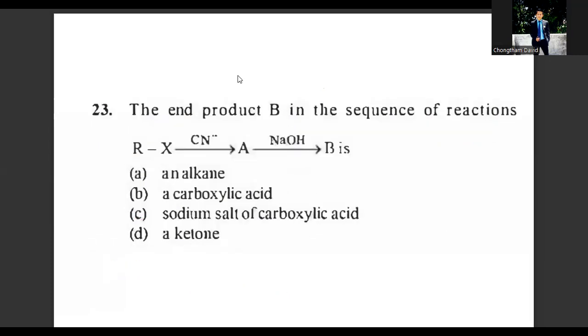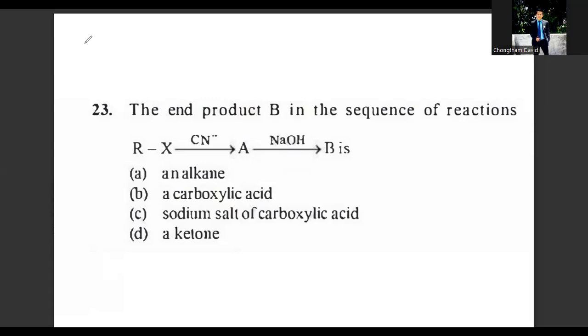The end product B in the sequence of reactions: haloalkane with cyanide gives a product, which on further reaction with alkali gives B. The question is asking for B. Find B. So the conversion of alkyl halide into nitrile followed by hydrolysis, either in acidic or alkaline medium, provides a method for preparing carboxylic acid containing one carbon atom more than the starting alkyl halide.